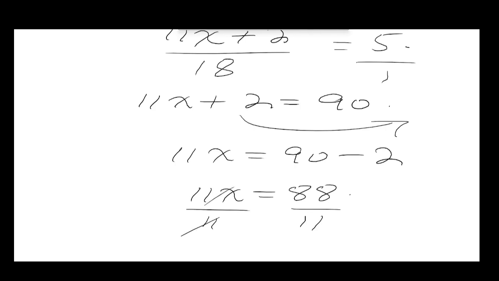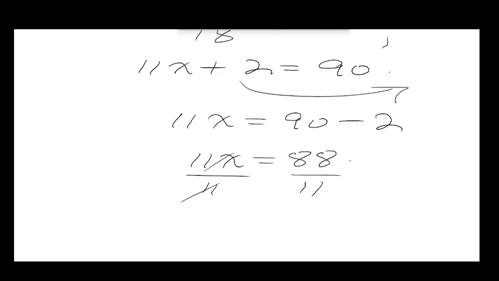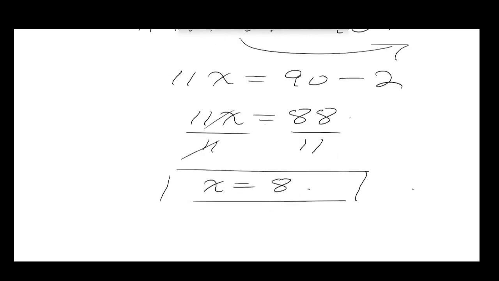So after 11 is divided on both sides, if you repeat the table of 11, 11 8s are 88. So our value of x will be 8. So this is our answer. And if you want to represent this by the solution set, it's the same. You will just make a solution set and write your solution inside of it.